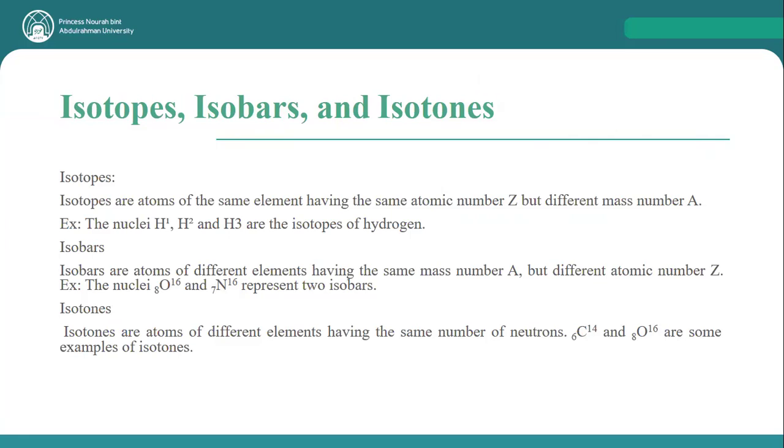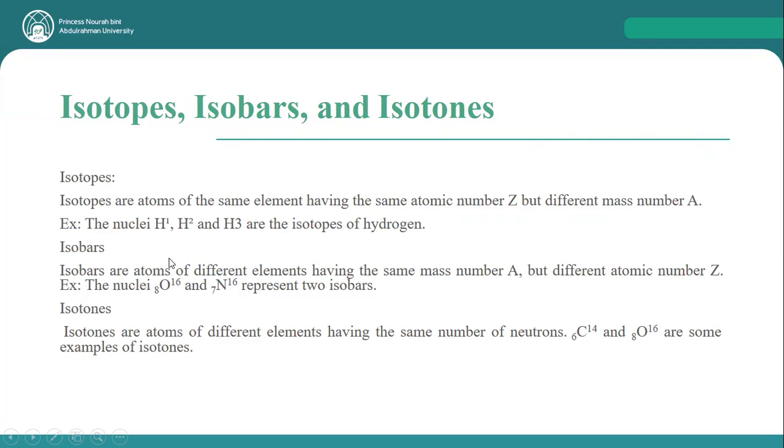There are three kinds of atoms: isotopes, isobars, and isotones. The first type is the isotopes, which are atoms of the same element having the same atomic number Z, but different mass number, like the three isotopes of the hydrogen atom, H-1 1, H-1 2, and H-1 3.